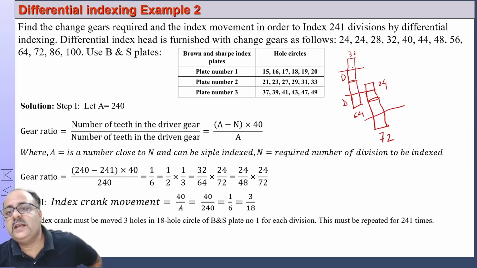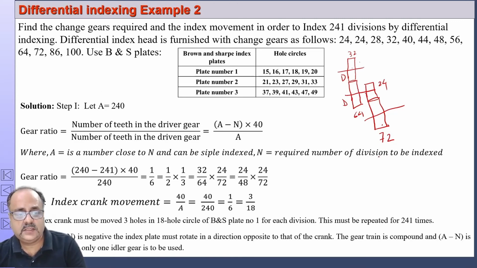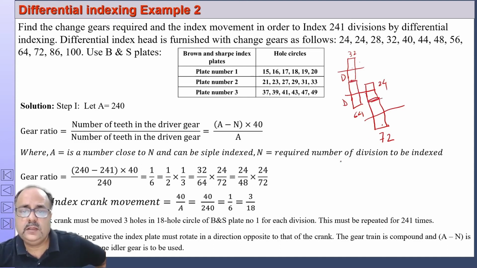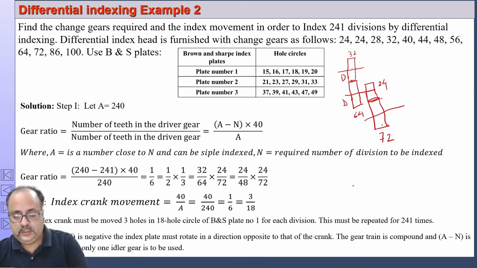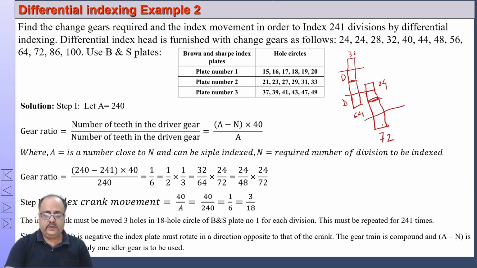Here this direction and this direction will be the same because in between we have a shaft. Therefore no idler gear will be required if A minus n is positive. But in this case A minus n is negative, so we have to use another idler gear somewhere around here, between these gears. That will change the direction of rotation. So this is the problem that we have discussed.